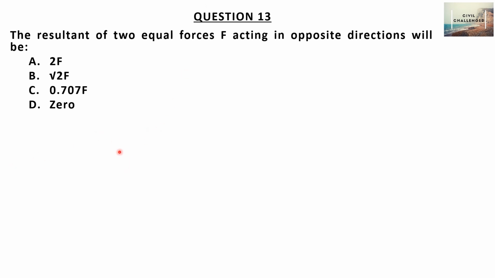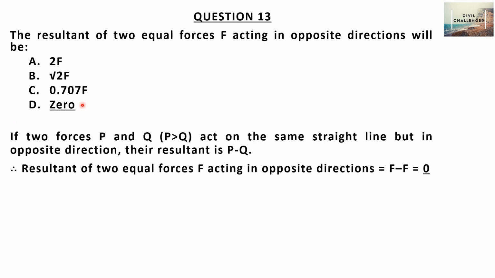Now the next question is, the resultant of two equal forces F acting in opposite directions will be option A 2F, option B square root of 2F, option C 0.707F, option D 0. We have already seen that if two forces act opposite to each other on a same straight line, then the resultant will be P minus Q. If these forces are equal, then the resultant will be F minus F is equal to 0. So the correct answer is option D 0. The resultant of two equal forces F acting in opposite direction will be 0.